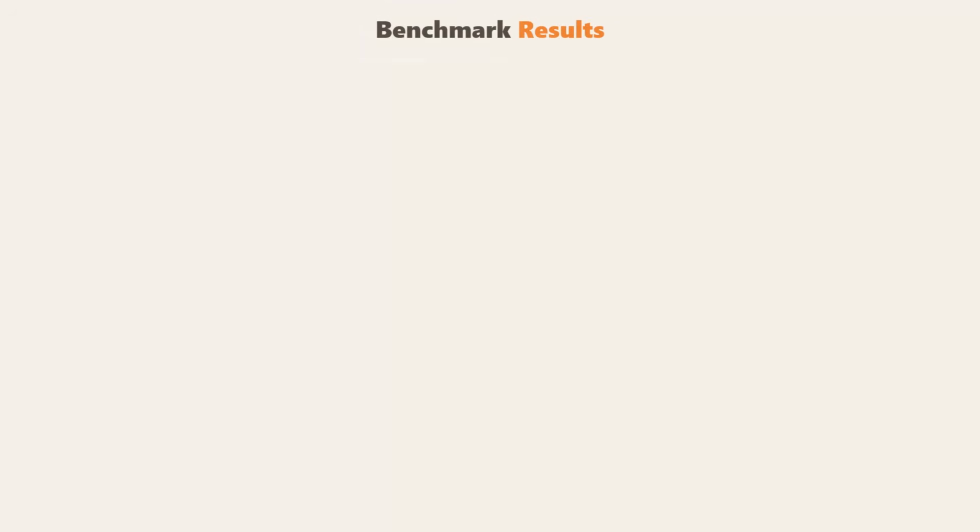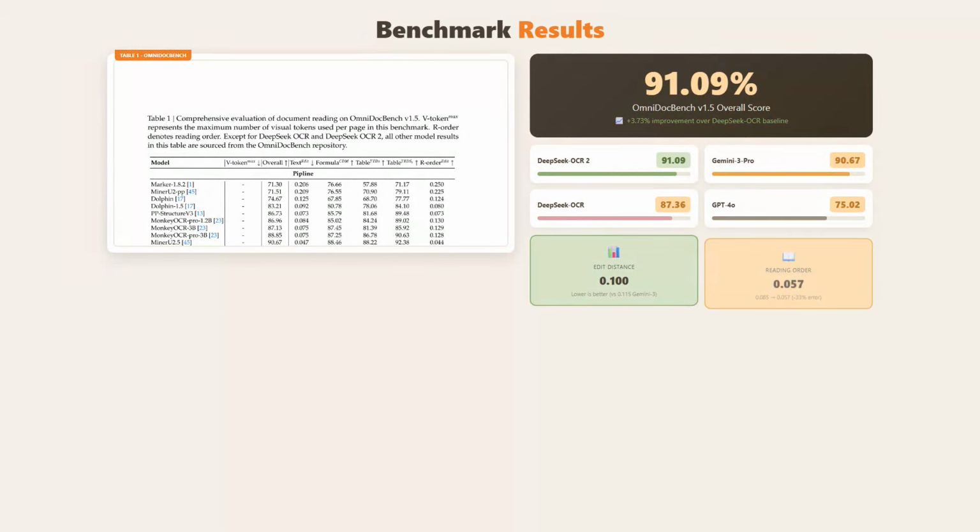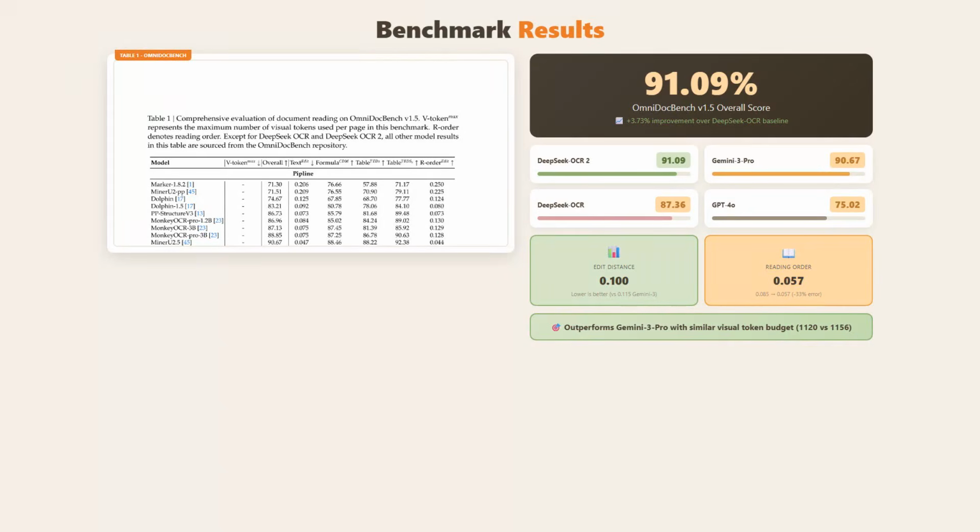Let's look at the numbers. On OmniDocBench version 1.5, DeepSeek-OCR 2 achieves 91.09% overall accuracy. That's the highest score among all tested models. Compare this to Gemini Pro 3 at 90.67% and GPT-4o at just 75%. The original DeepSeek-OCR scored 87.36%, so version 2 represents a significant 3.73% improvement.